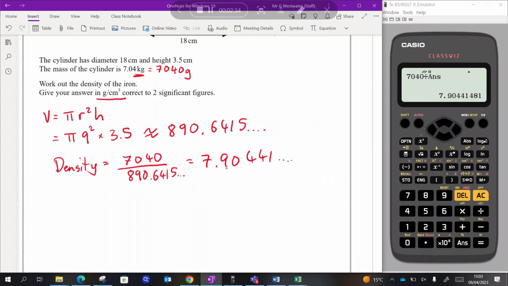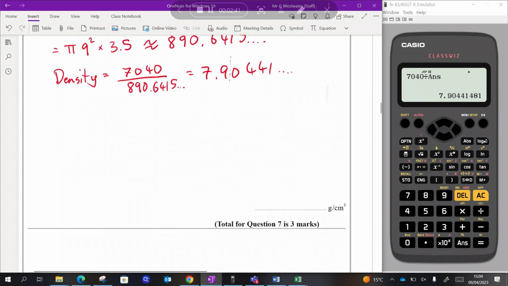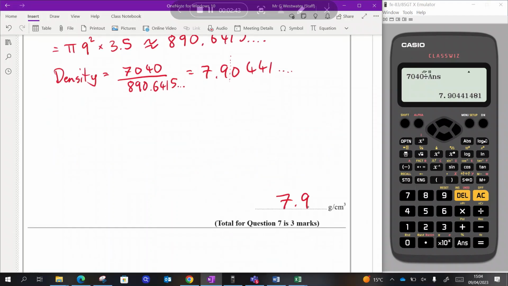to 2 significant figures. Here's my first, here's my second. Draw the imaginary line. 0 would round this down, so this is just 7.9 grams per centimetre cubed to 2SF.